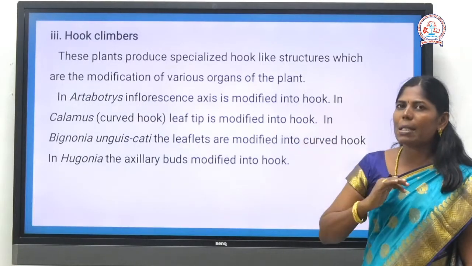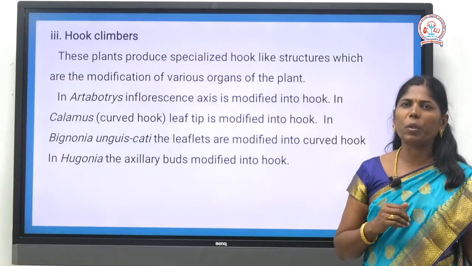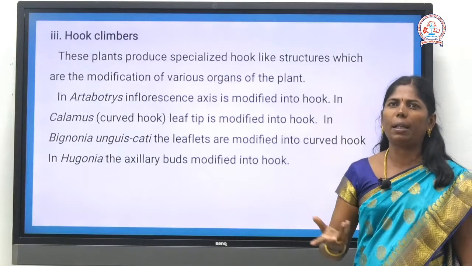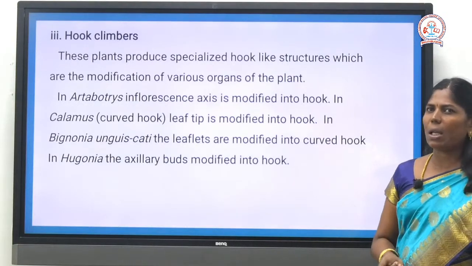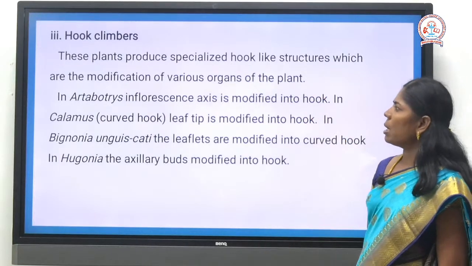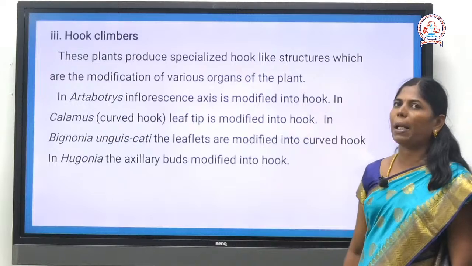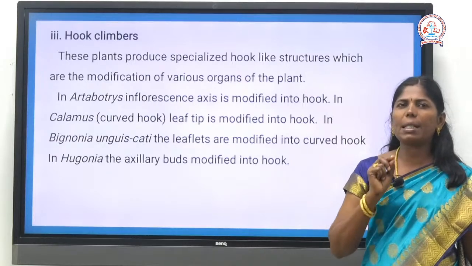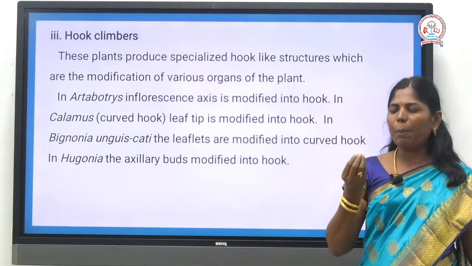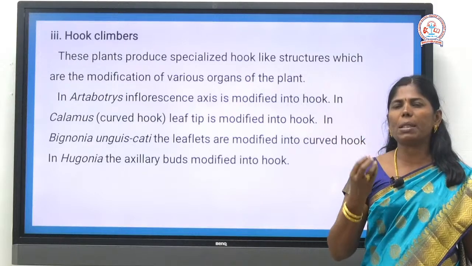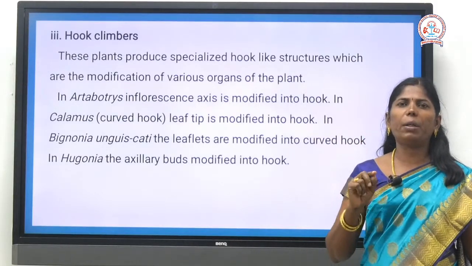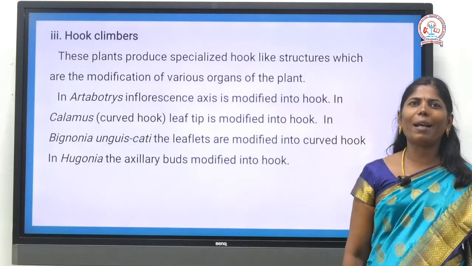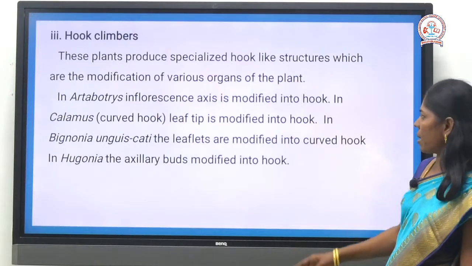So we are looking at the modifications of the aerial stem, and which parts in the aerial region get modified. In Artabotrys, the inflorescence axis is modified into a hook-like structure, which is a modification of various organs of the plant body. Next, in Bougainvillea, leaflets are small leaves, and a number of leaflets together form a compound leaf. The compound leaves are modified and curved into a hook. In Bougainvillea, the axillary parts are modified into hook-like structures.